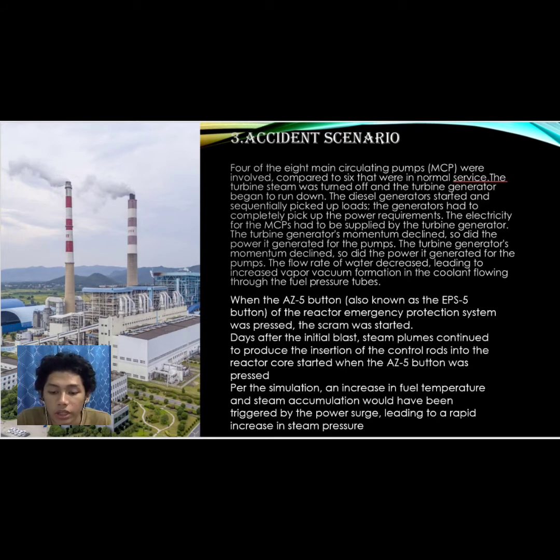When the EPS5 button of the reactor emergency protection system was pressed, the scram was started. Steam pumps continued to produce, and the insertion of the control rods into the reactor core started when the button was pressed. Per the simulation, an increase in fuel temperature and steam accumulation would have been triggered by the power surge, leading to a rapid increase in steam pressure.